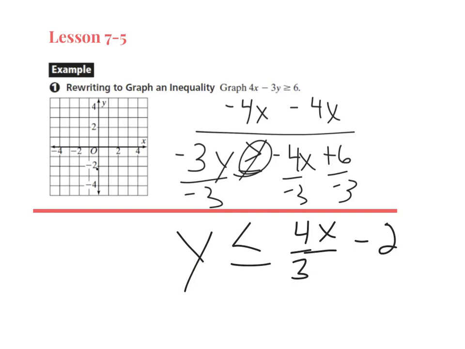I'm just going to put a little dot right there, negative 2. We're going to rise 1, 2, 3, 4, and run 3 to that point right there. And our line is going to be either solid or dotted. It's going to be a solid line that goes something like that.